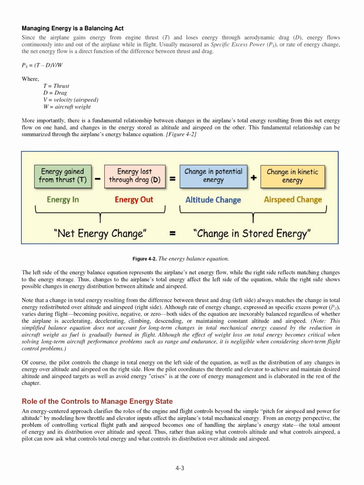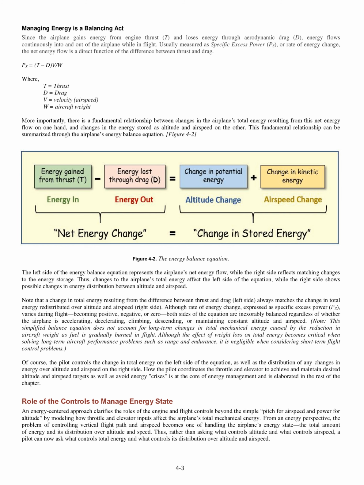Role of the controls to manage energy state. An energy-centered approach clarifies the roles of the engine and flight controls beyond the simple pitch for airspeed and power for altitude by modeling how throttle and elevator inputs affect the airplane's total mechanical energy. From an energy perspective, the problem of controlling vertical flight path and airspeed becomes one of handling the airplane's energy state, the total amount of energy and its distribution over altitude and speed.